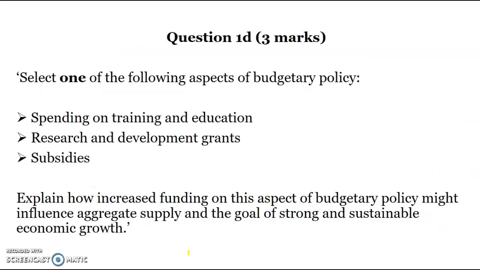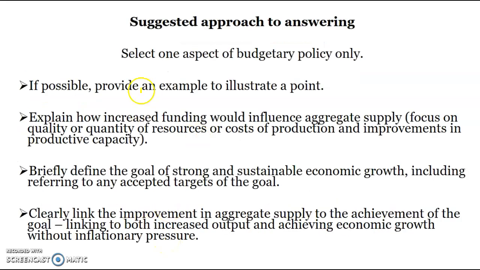I might skip this. So this is just one question. Explain how one of the following can boost aggregate supply and the goal of strong and sustainable growth. The idea going through this question is choose one, provide an example if possible of what they're doing. Explain how increased funding will boost aggregate supply, so how it will boost the quality or quantity of resources. Briefly define the goal, including the targets, and clearly link the improvement in aggregate supply to why it would achieve that goal. So with education, it helps to boost our supply potential because of increased skills. That increases our productive capacity, allows for strong growth alongside lower prices.